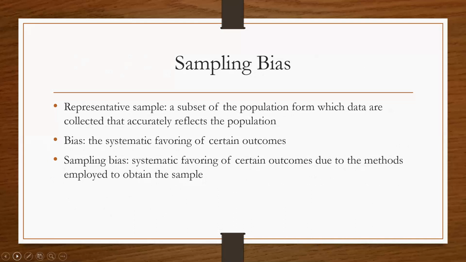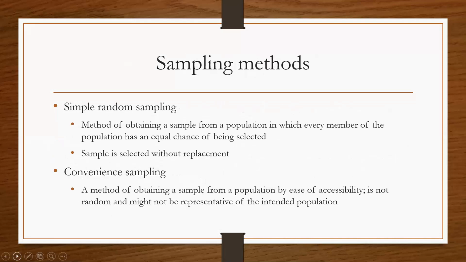There is always going to be this thing called bias, which is a systematic favoring of certain outcomes. It's negative in all experiments and samples. A specific kind is sampling bias, which is the systematic favoring of certain outcomes due to methods employed to obtain the sample. So we have sampling methods to try and get a sample which we'll use to gather some of the statistical data.